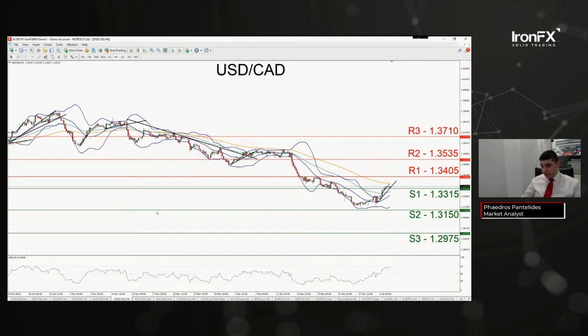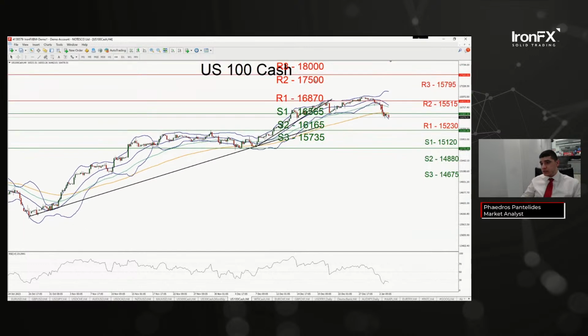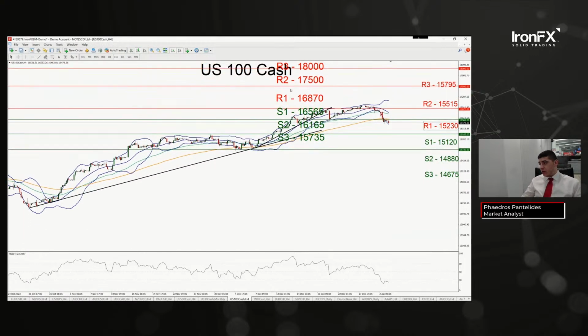Now we're going to be looking at what is most likely being discussed currently, which is the U.S. equities markets. So in particular, the Nasdaq, the S&P 500, and the Dow Jones. Yesterday ended in the reds.